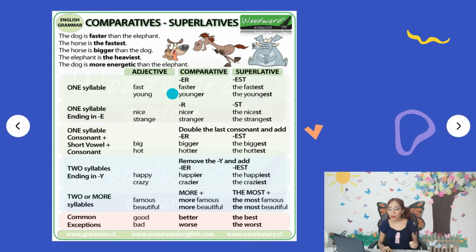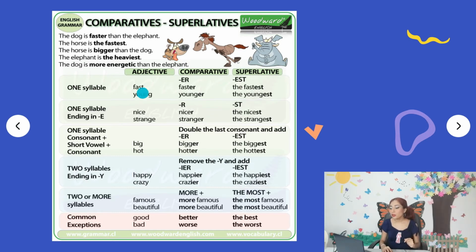For example, remember that the main rule: you need to add ER for comparative, EST for superlative. So it will be faster, comparative; superlative, the fastest, okay? Remember, your superlative always needs to have "the": the fastest, the youngest, the nicest, etc. Okay? And young into comparative, younger, superlative, the youngest.